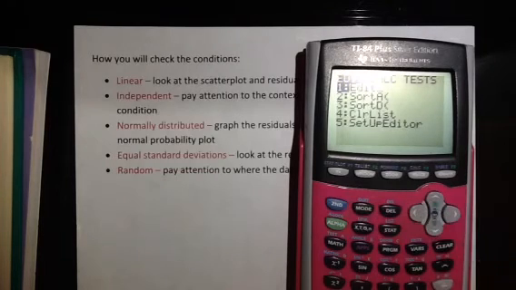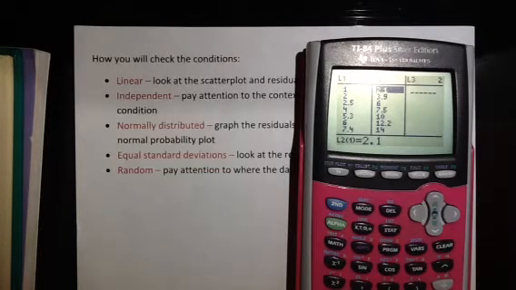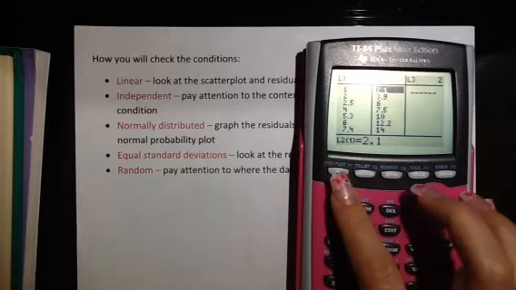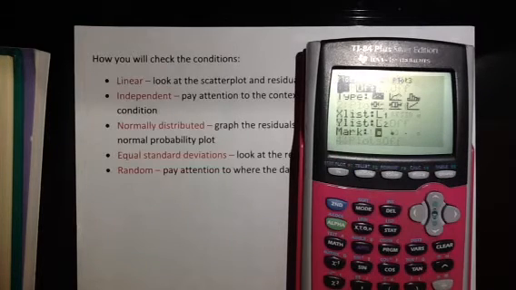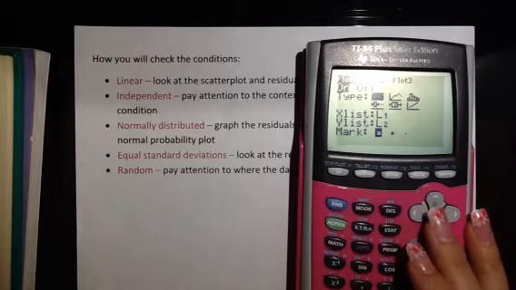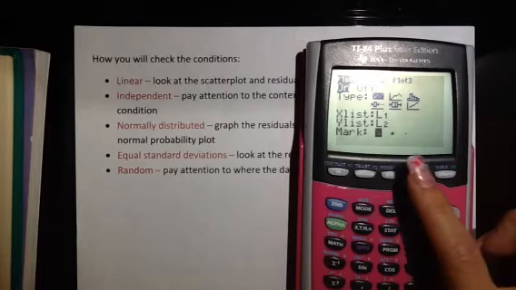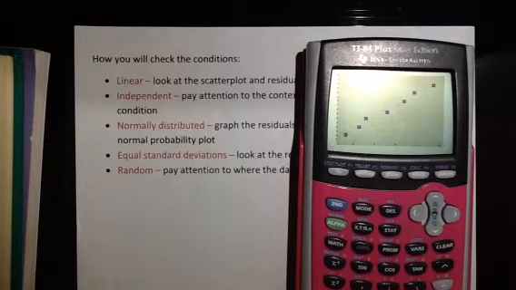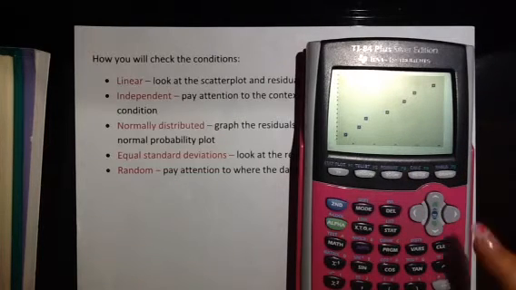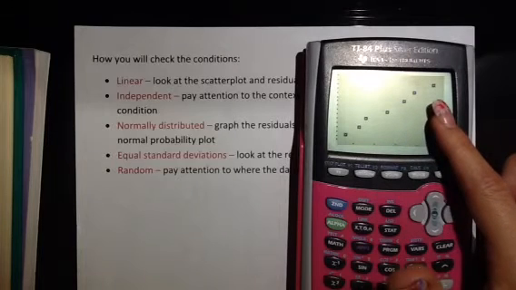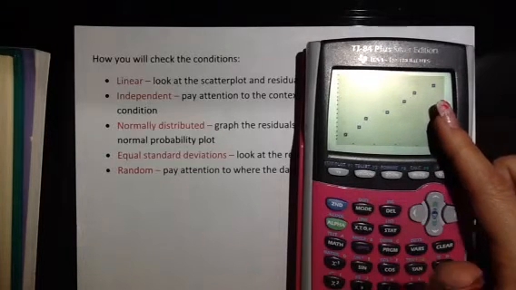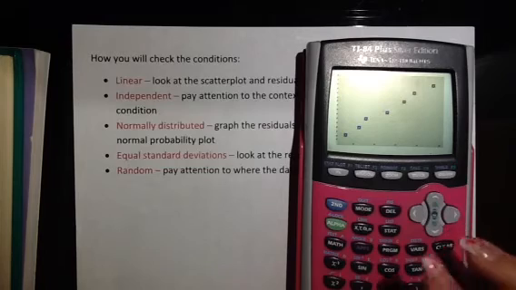So if I go to my lists, I have some data in there. Now I'm going to graph that. Remember we do a scatter plot, so I'm going to turn on my plot 1. The first one is my scatter plot. I should have L1 against L2, and then I'm going to press zoom 9 to take me to my scatter plot. Now I can see that my data looks linear, but remember I always confirm that by looking at an R and R squared value.